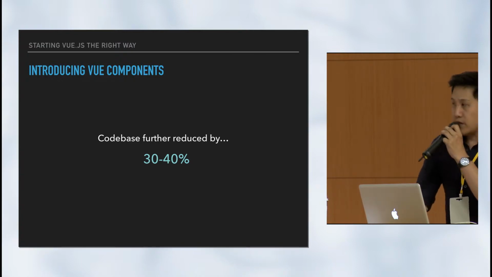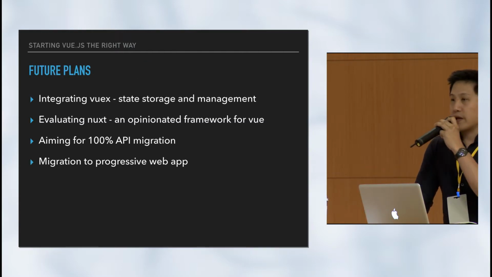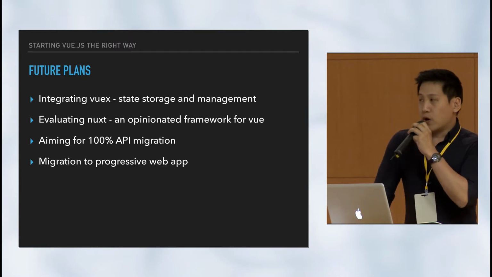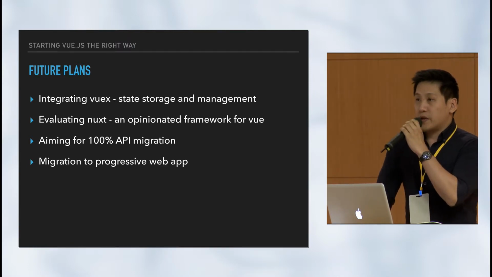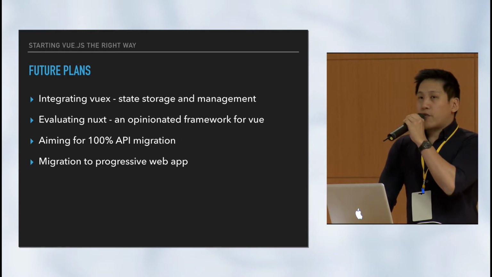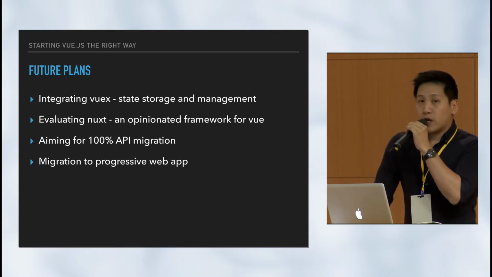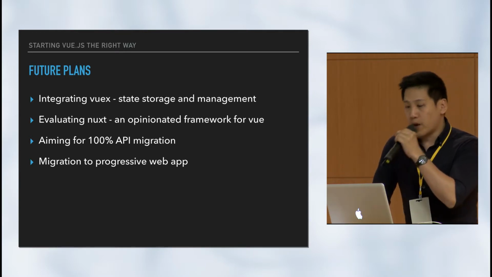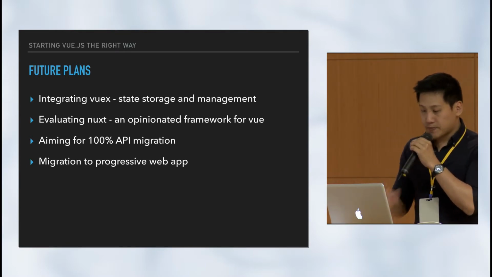What are we looking at in the future? We might look into integrating a state management store using Vuex, or even looking at Nuxt, which is a more opinionated framework built on top of Vue. We are also looking at 100% API migration, so that our backend serves as a pure API server, and then exploring progressive web apps in the first place.